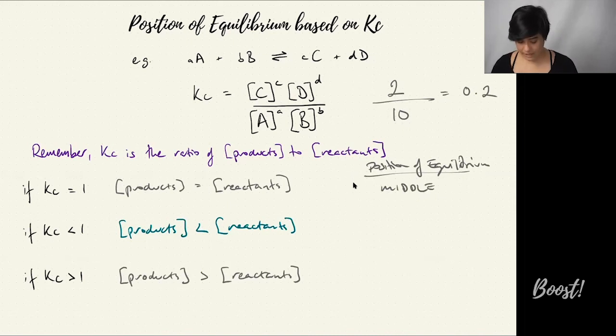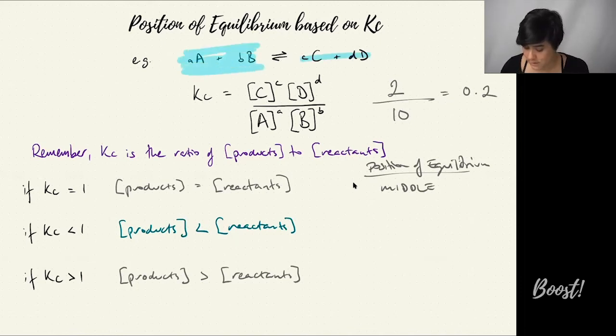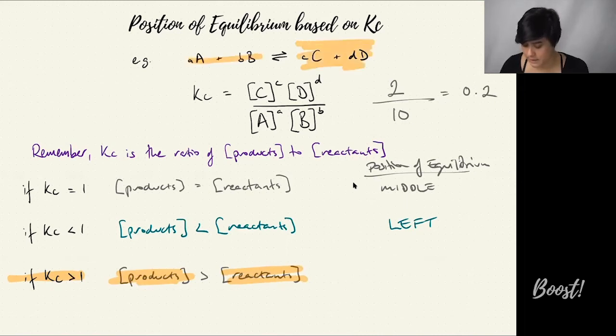For the second one, if the Kc is less than 1, it means that we have fewer products than reactants. So if we look back at this up the top, we're saying we have fewer products and more reactants. And that means that the equilibrium is shifted towards the left-hand side. So we're going to say this is left. And the opposite will be true for the other one. If Kc is greater than 1, that means we have more products compared to reactants, and that means that equilibrium must be shifted towards the right-hand side.